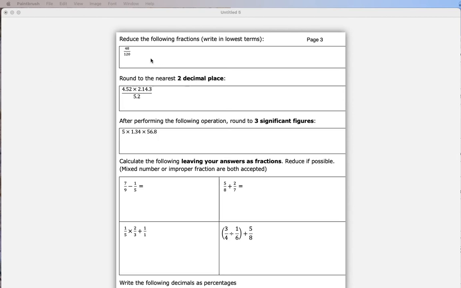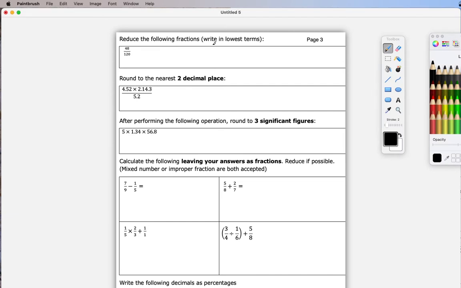Right, for this video, we're going to continue on and look at these questions I have here. The first one is reducing fractions. So if they say write in lowest terms or reduce, we need to reduce this fraction here. And the main thing that we need to do in reducing fractions, so I'm going to make this a little bit bigger, 48 divided by 100.